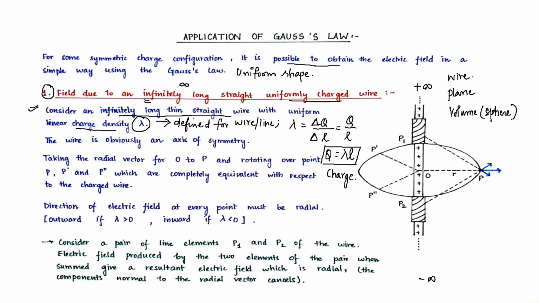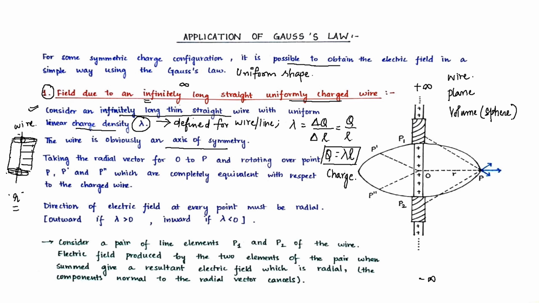The wire is obviously an axis of symmetry. What does an axis of symmetry imply? This is our y, this is our wire, and this plays the role of the axis of symmetry. From this particular wire, anywhere you take a point, the distance will be the same, and if you rotate it, the imaginary cylindrical formation will have the same radius. Here, here, here, everywhere the radius of the cylinder is the same.